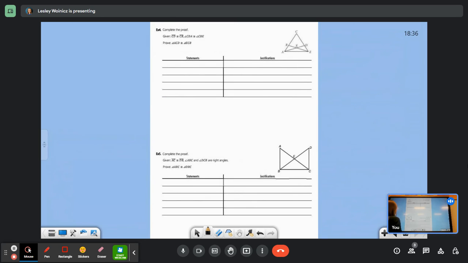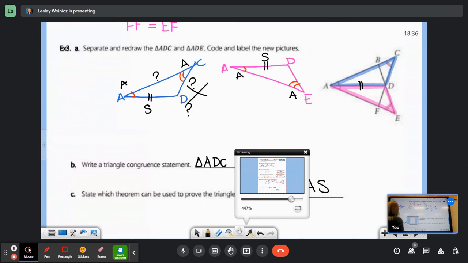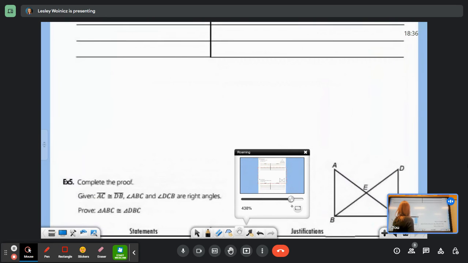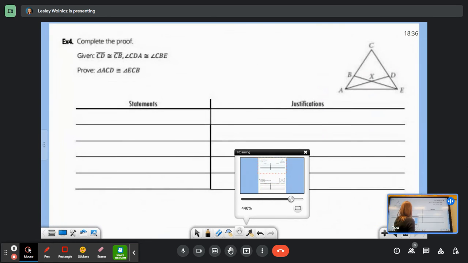Was that the end of that page? We might be going really fast, guys. I don't know.